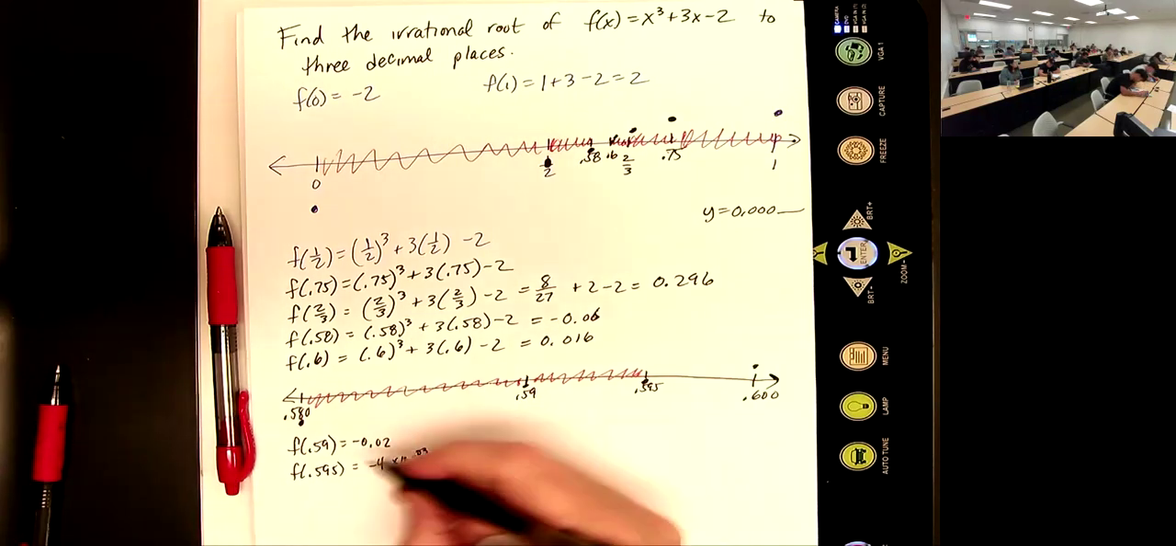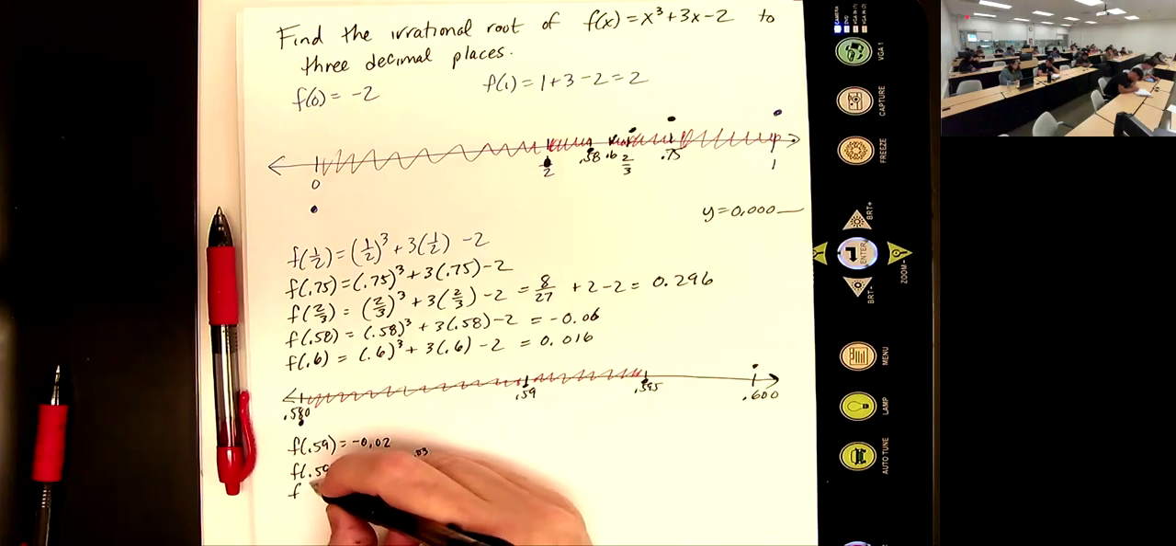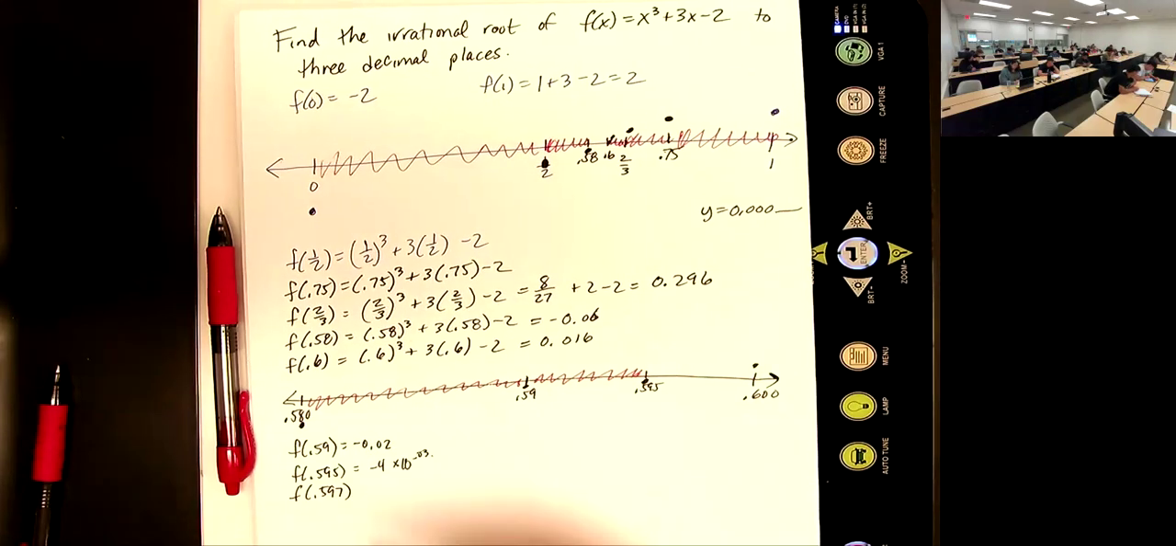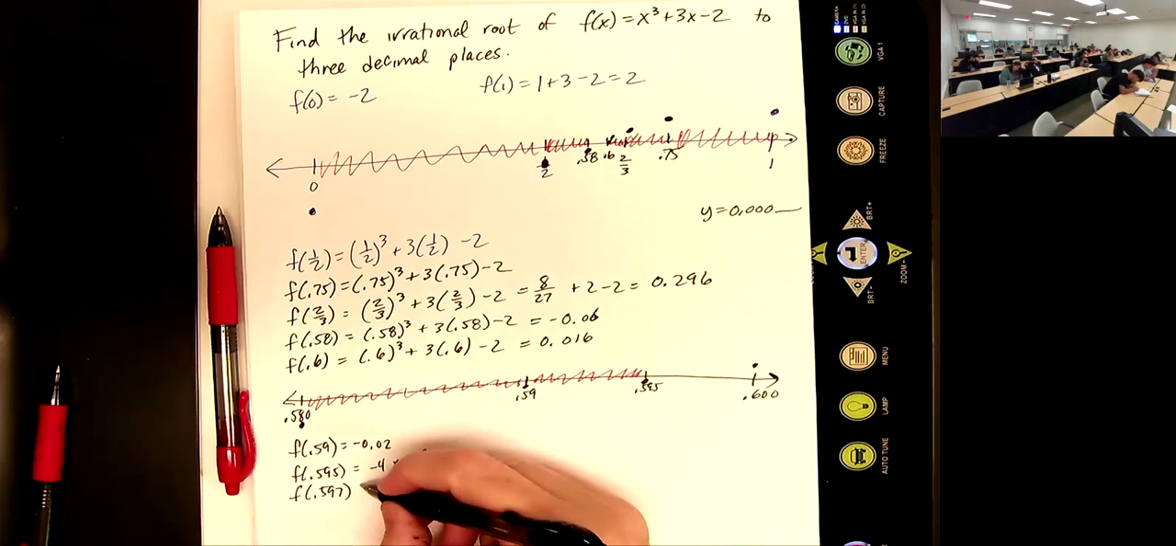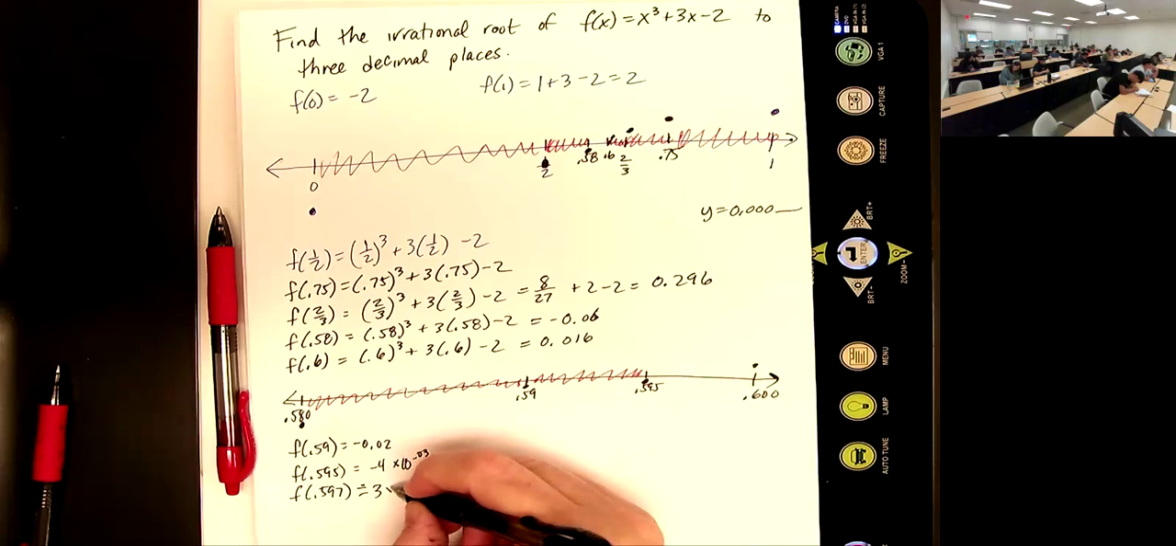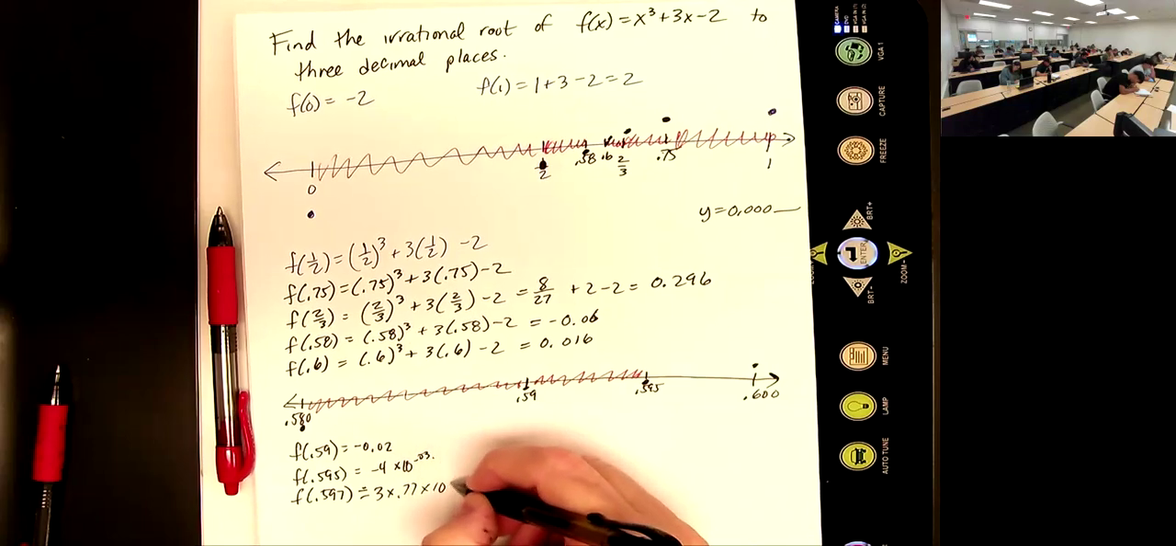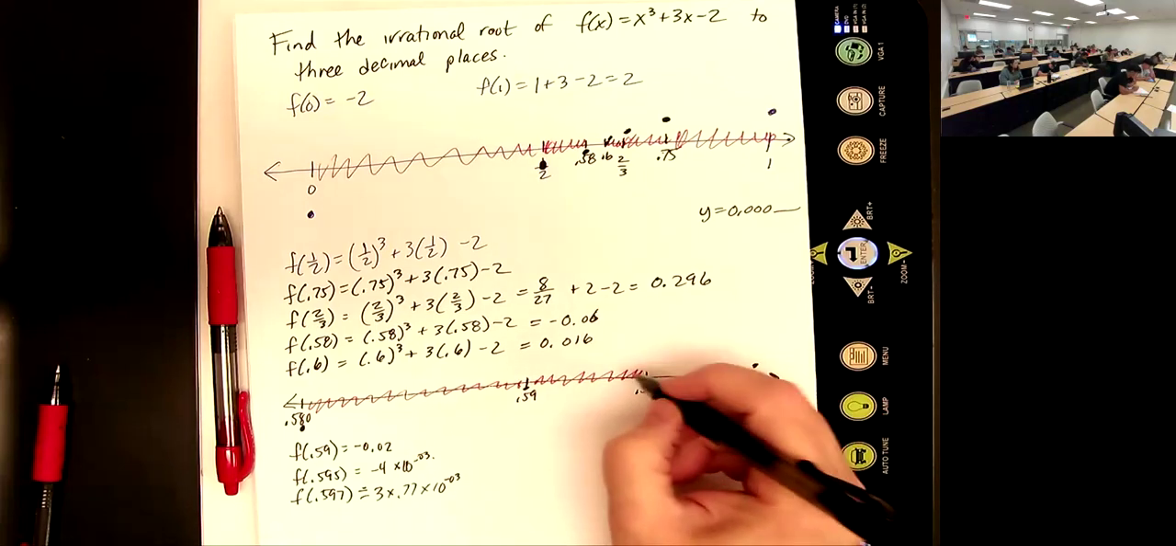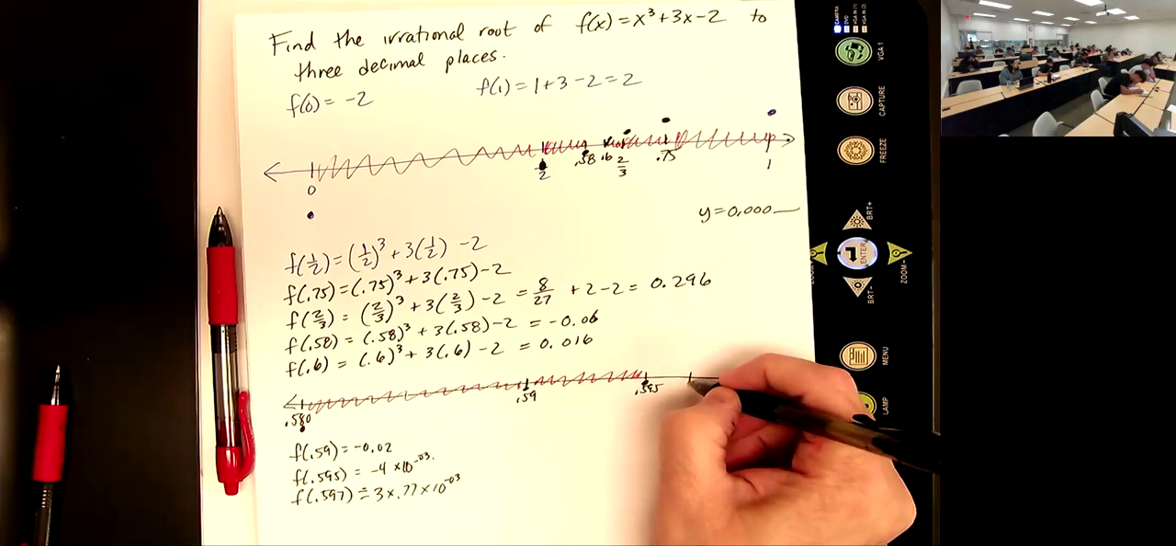Let's try 0.597. Positive number. 0.597 is right there.